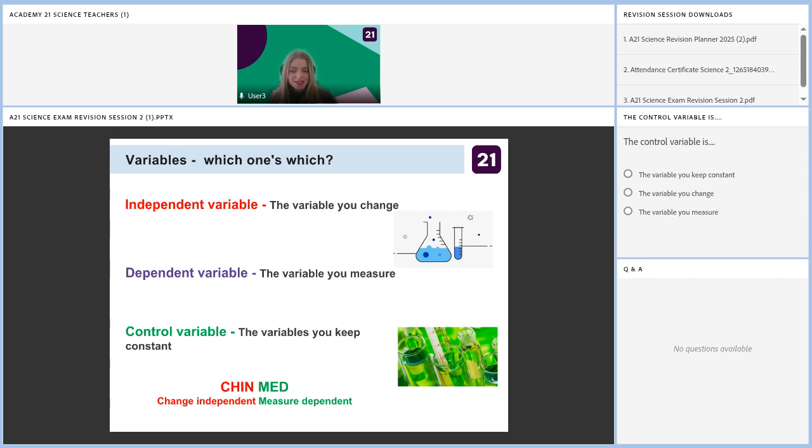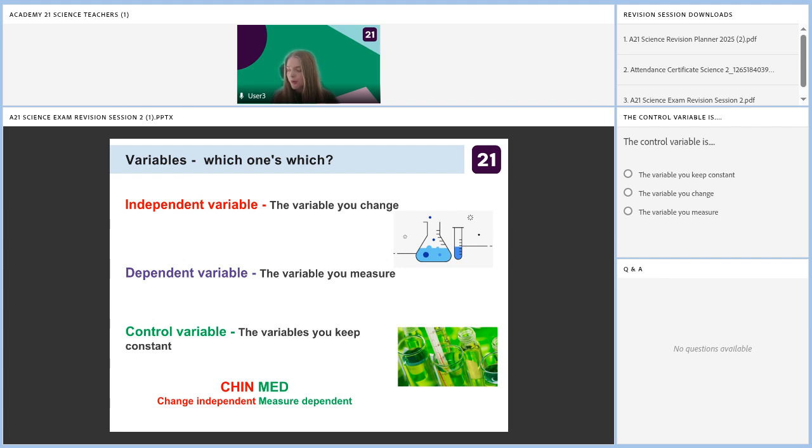And what this means is, well, chin is for change and independent. Okay, so the CH is for change, the start of change. IN is for independent. And then med, the ME is for measure, and the D is for dependent. So if you get confused or mixed up between the independent and the dependent variables, you can just use ChinMed, and that can maybe help you remember the difference between them.